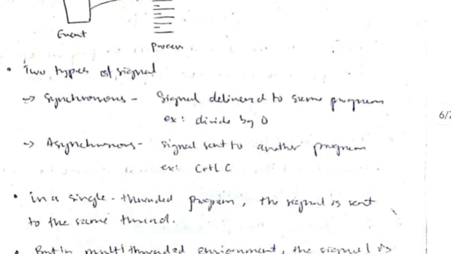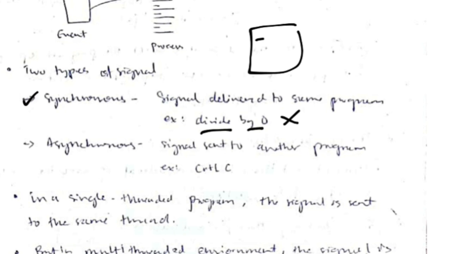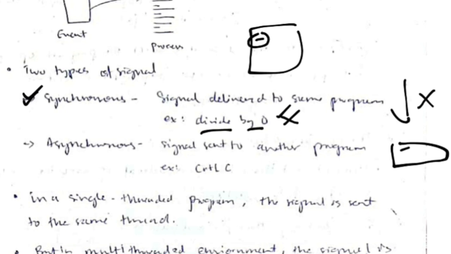There are two types of signals. The first one is synchronous. In case you have written a line of code that divides by 0, at that time it's not possible, so the normal execution of the program should stop and it should return an error that divide by 0 is not possible. It means the signal is being sent to the same program, the program which is executing. And the second one is asynchronous. In asynchronous, the signal is sent to another program.